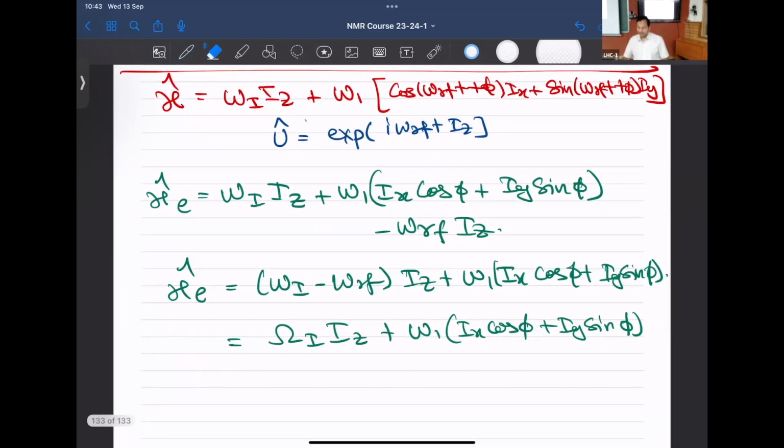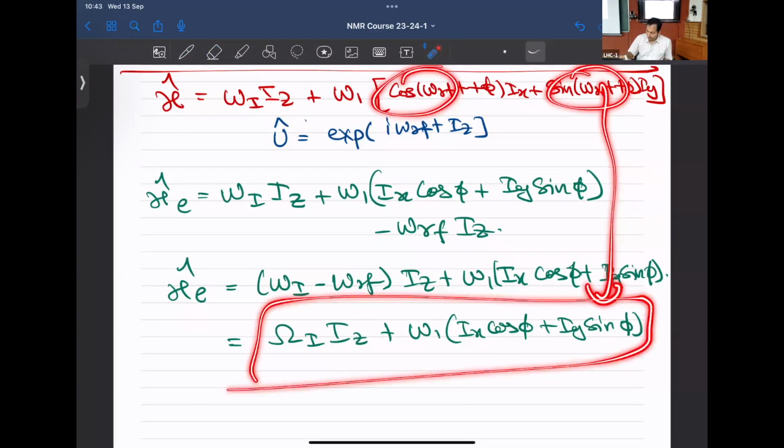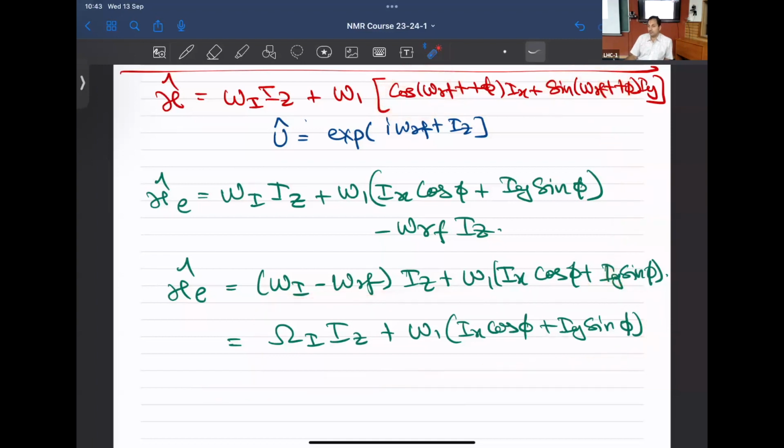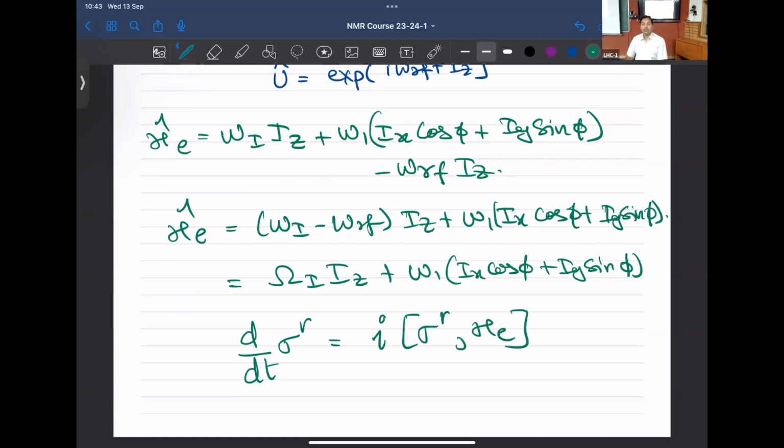What we have effectively done is to start with a time-dependent Hamiltonian, and I've now gone to a time-independent Hamiltonian following this transformation. The advantage of this is that you can use it directly in the Liouville-von Neumann equation type expansion, where d/dt of sigma_R is given as i times sigma_R times the commutator with the evolved Hamiltonian.